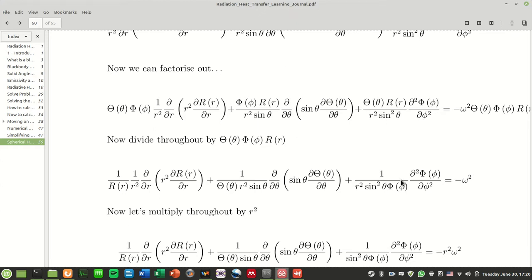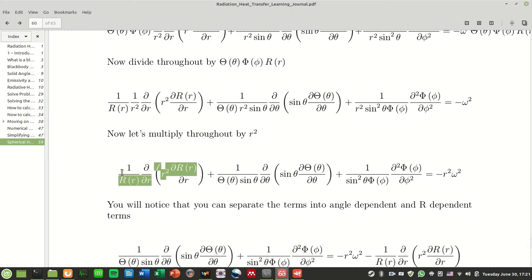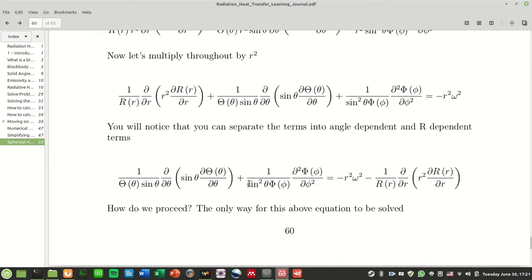Alright, so how do we proceed? First things first, we can multiply throughout by r squared, and this part will now be completely dependent on r. These two terms are now only dependent on theta and phi. So no problem, we will deal with this part later. Let's separate it out so that we have one part dependent on r and one part dependent on the angles.